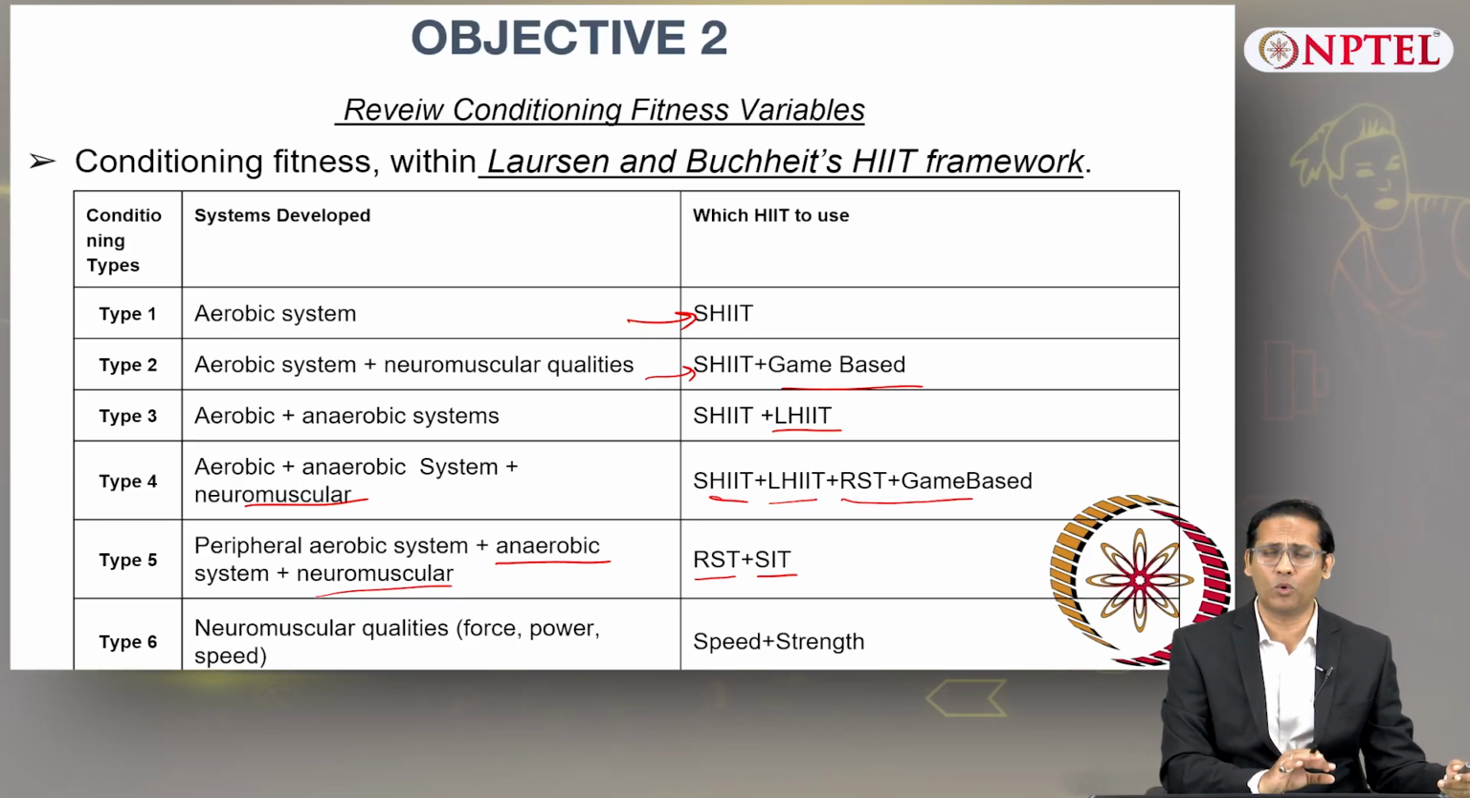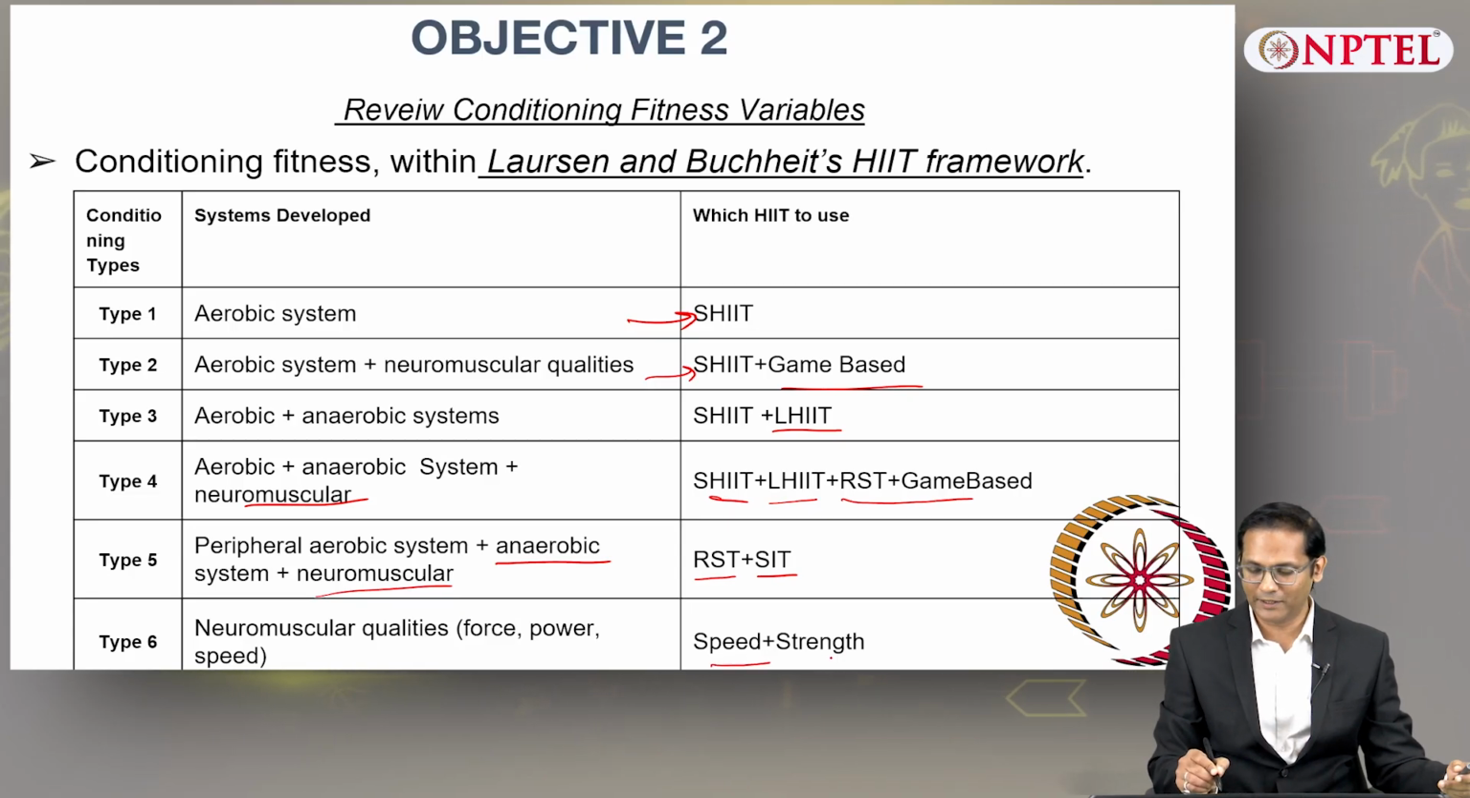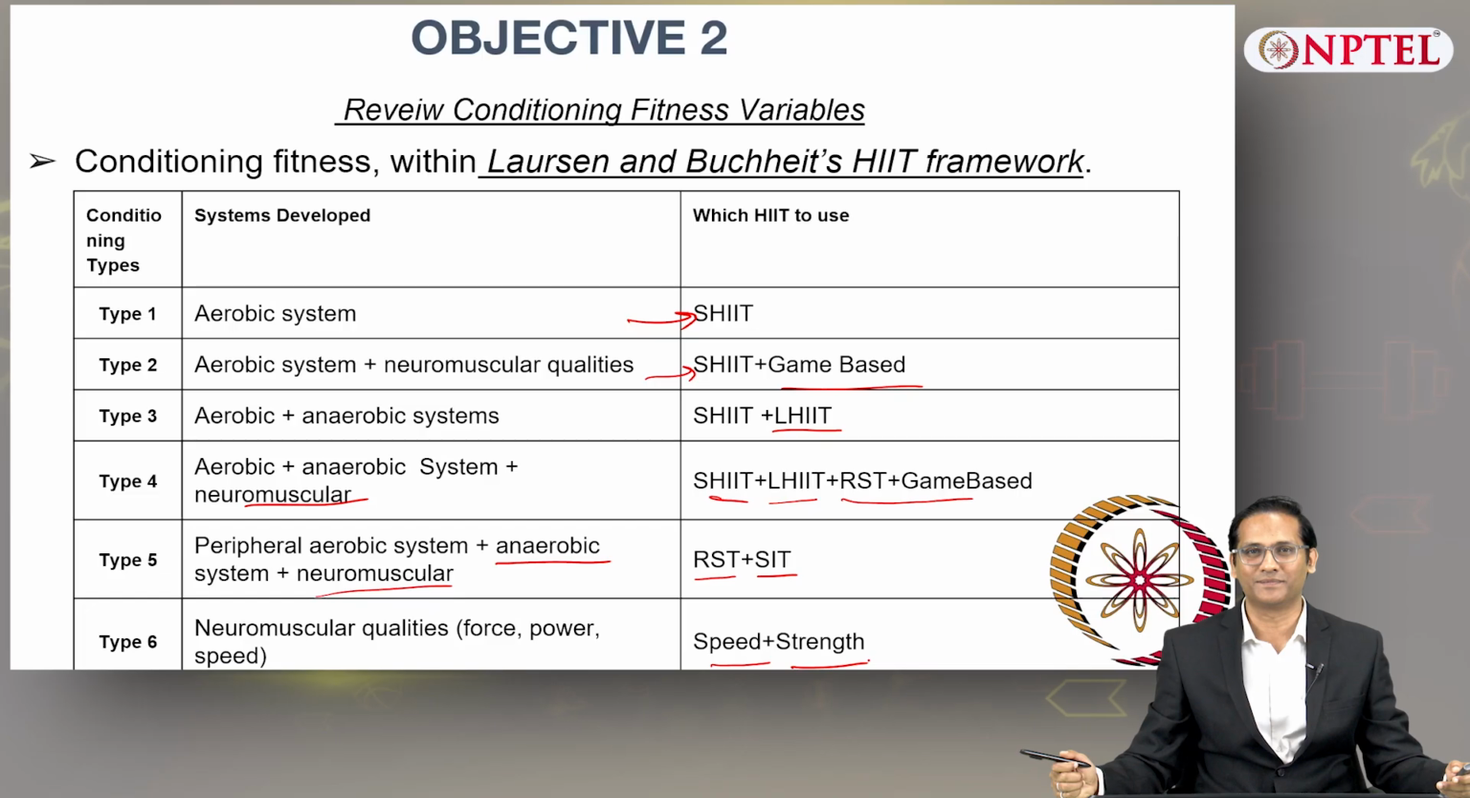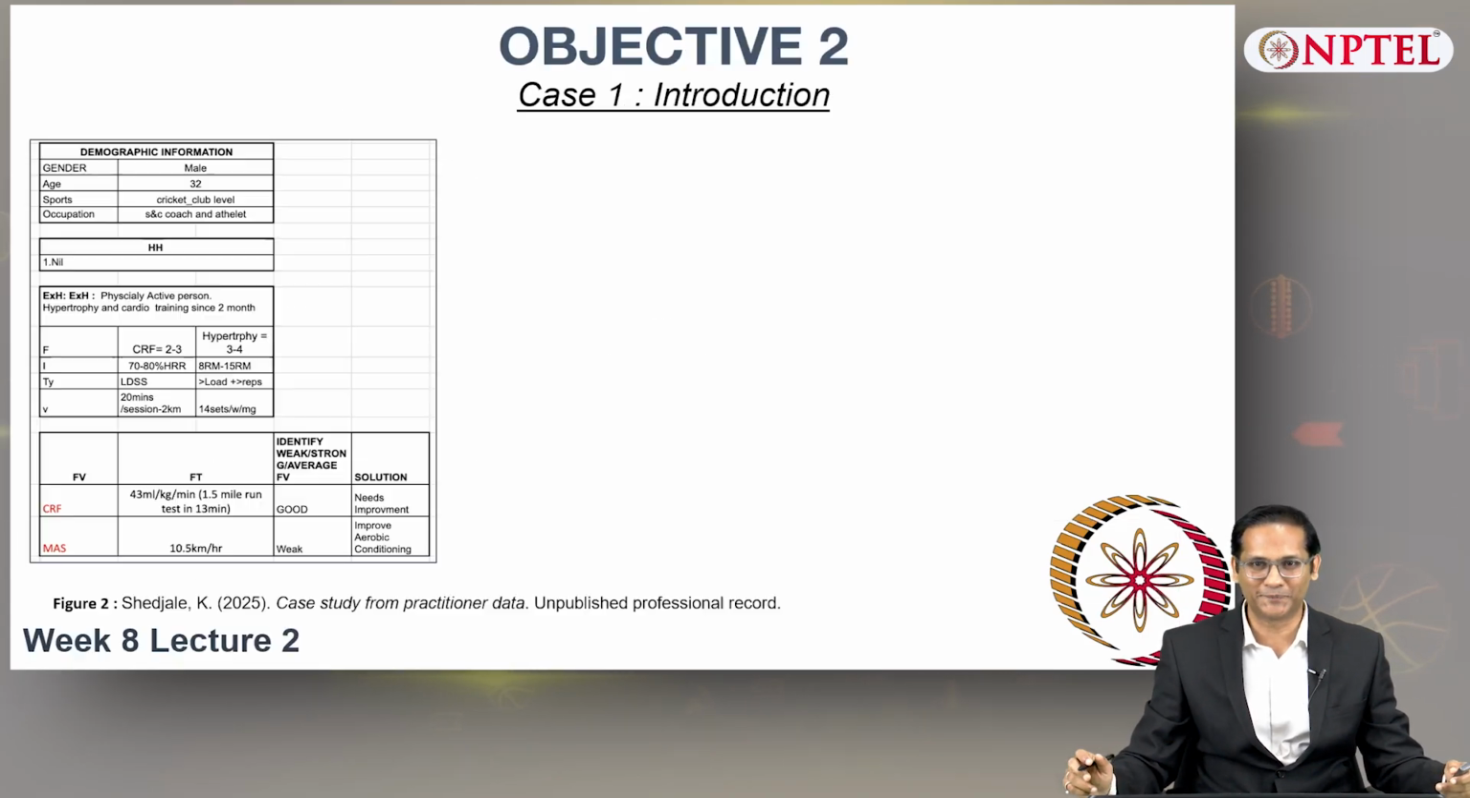And if you want to develop only neuromuscular conditioning, that is type 6, then you use speed sessions and strength sessions. Now, using this framework, cricket conditioning program design will be demonstrated. Now, let's understand the case study.